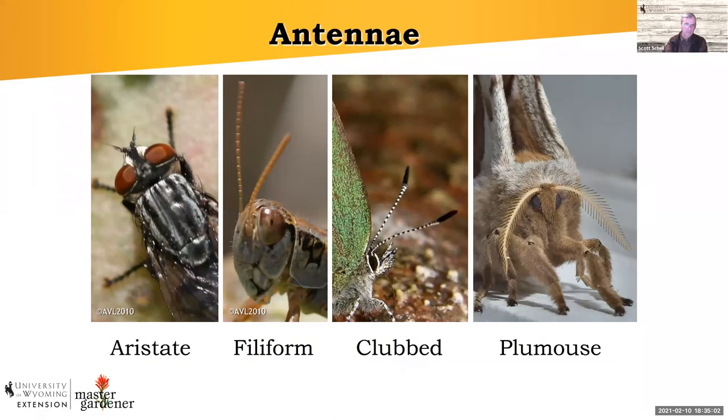The antennae. Sometimes they're a little knob with a bristle or arista. So that's where aristate comes from. Filiform or thread-like, like a grasshopper often has. Club, that's what butterflies have that helps distinguish them from, say, moths. So butterflies on the end of their antenna have these little clubs. There's also beetles that have that. And then plumose or feather-like. So moths can have that, and sometimes beetles can have that.